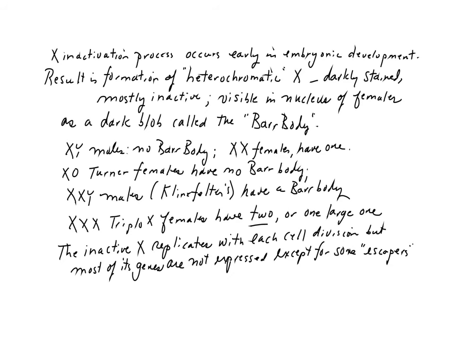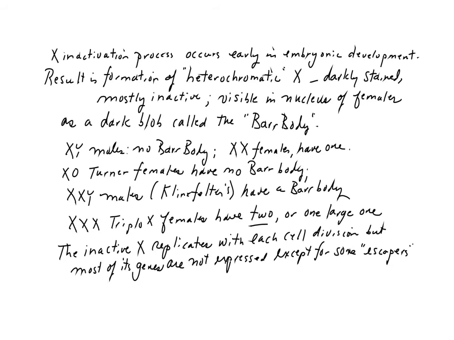Okay, if you're a male, you don't have a bar body because you have only one X and you need to have it active. If you're a female, you've got XX, you have one bar body. Turner females don't have any bar body because they have only one X and it has to be active. XXY males, Klinefelters, do have a bar body, which inactivates their extra X, leaving them with mostly an XY phenotype, which is pretty close to normal male.